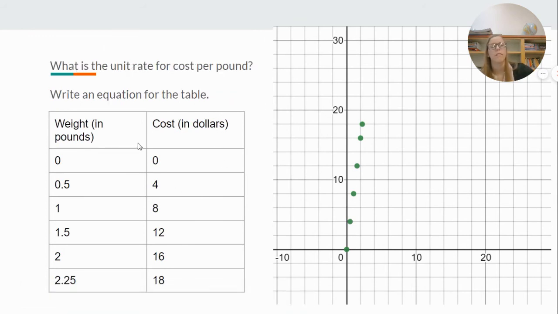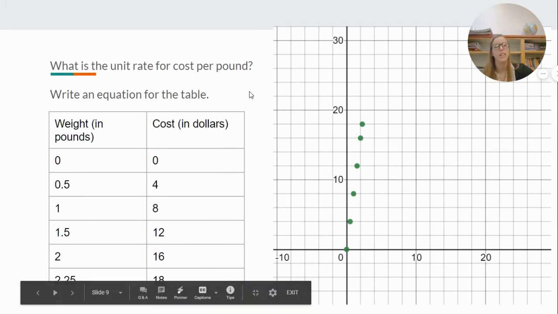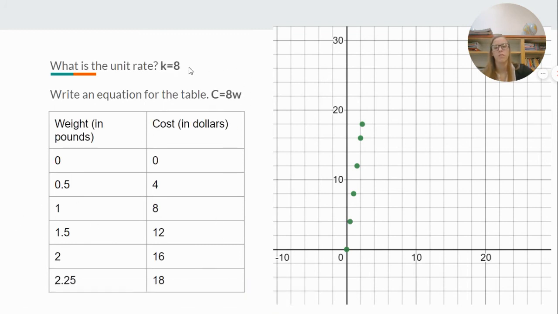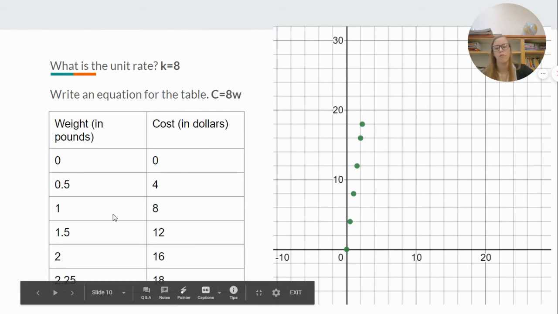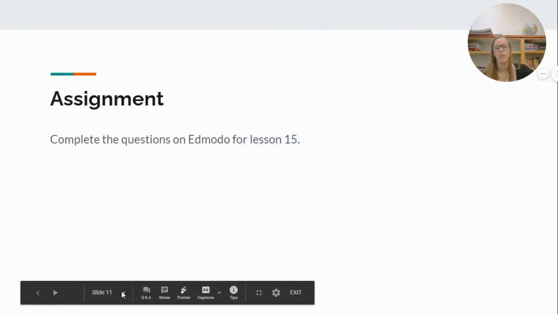What is the unit rate for cost per pound? Well, we have that in our charts, $8 per pound. And then we can write an equation, cost, C, equals 8 times the weight. So if we would take 8 times 2 for the pounds, we would get 16, which is correct.